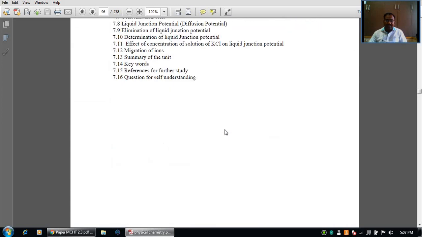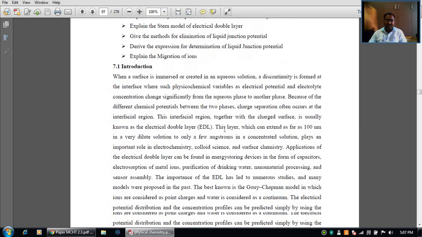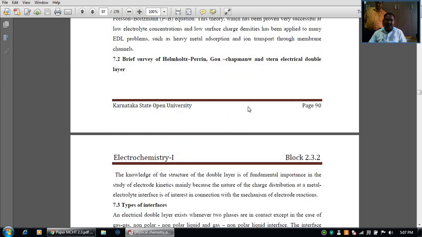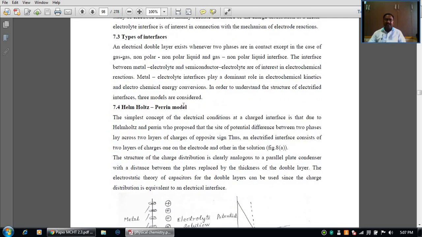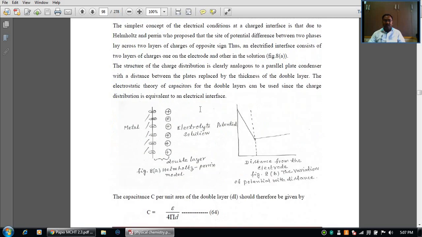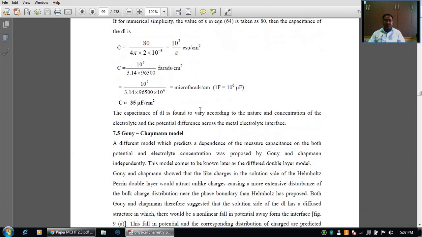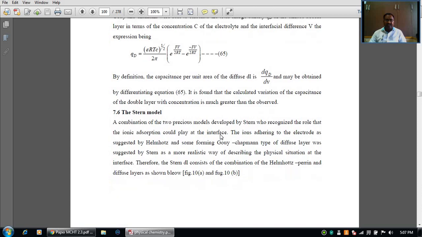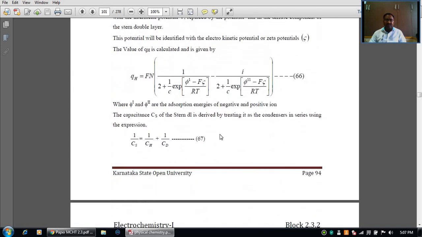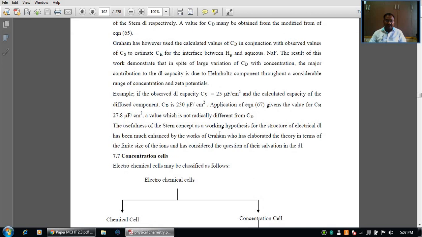Okay, in unit 7, we concentrate on the electrical double layer. A brief survey of the Helmholtz-Perrin model, the Gouy-Chapman model and the Stern electrode double layer, and types of interfaces. The Helmholtz-Perrin model is one model, and the Gouy-Chapman model. The last one is the Stern model. Okay, these are all the models.